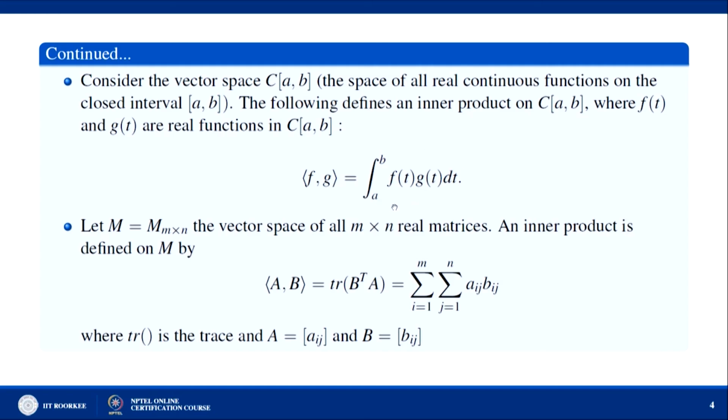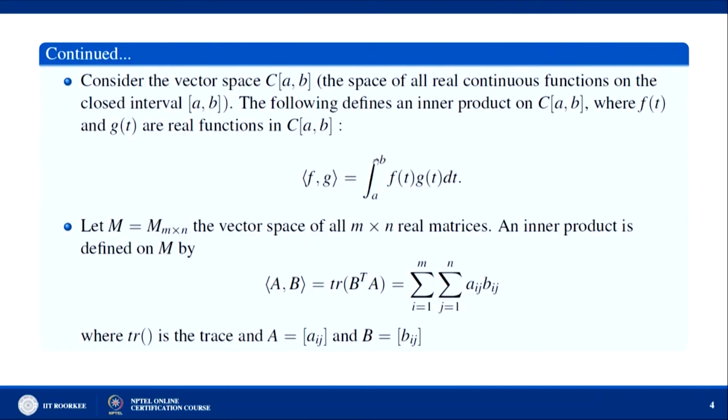Very easy to show, because if you take the inner product of f and f, then it is simply the integral of f squared from a to b, which is always greater than or equal to 0 for every f. And if the inner product of f and f is equal to 0, that means the integral from a to b of f squared is equal to 0, and that is true only when f equals 0. So, the first property holds.